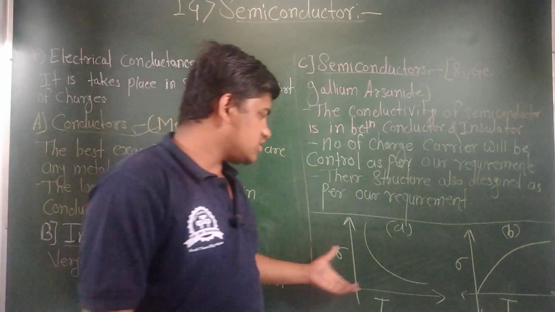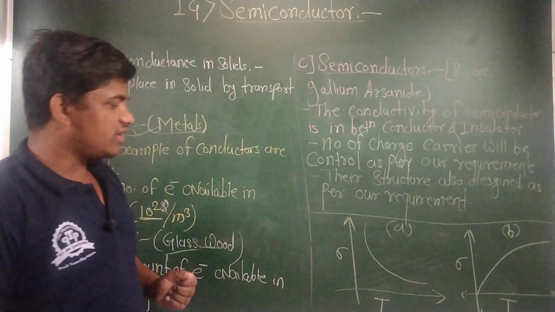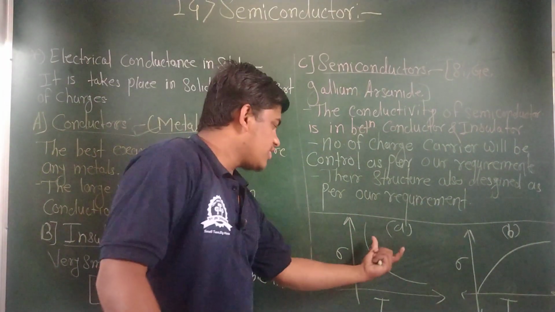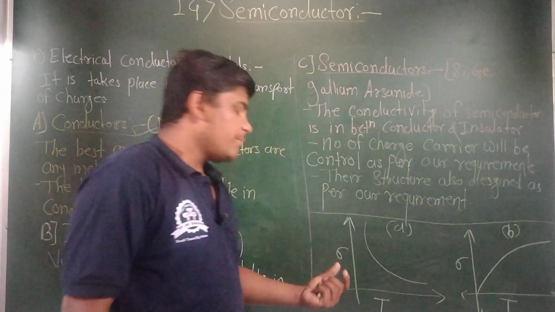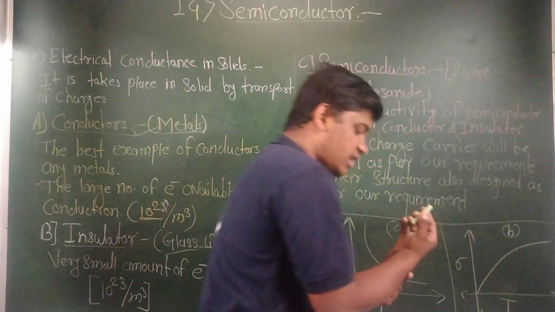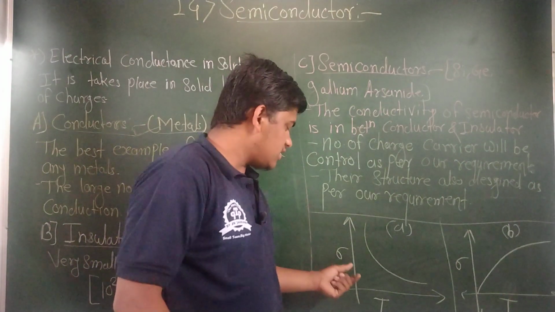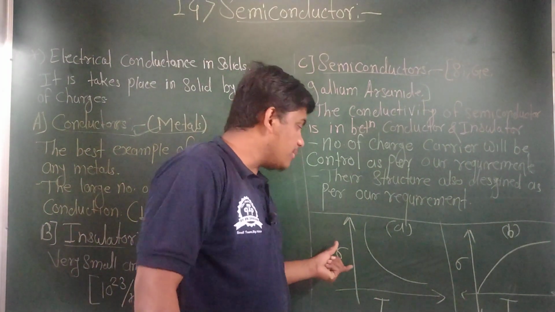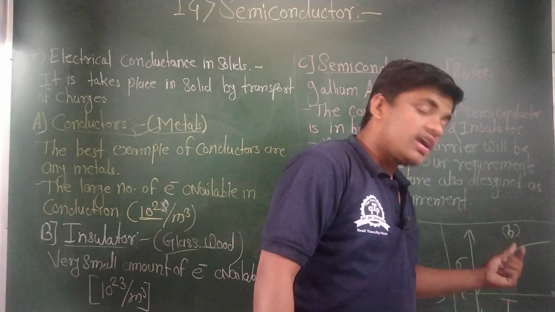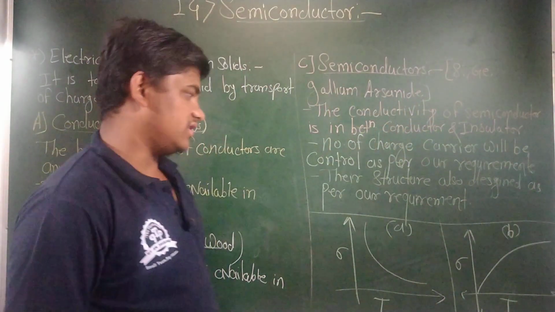And we use two different graphs for the discussion of the relation between temperature and conductivity. Figure A represents the relation between conductivity and temperature in metals, and figure B represents the relation between conductivity and temperature in semiconductors.